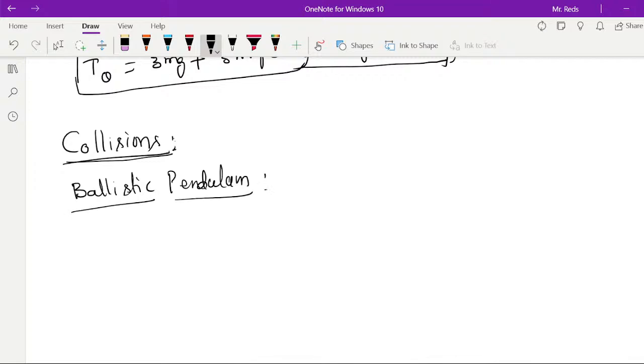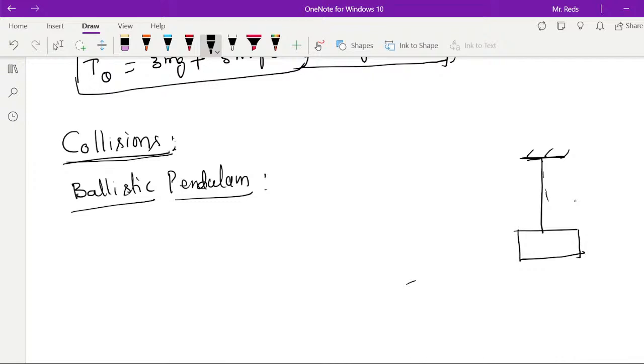A simple pendulum is a string of length L attached to a bob of mass M. If you pull this aside and leave it, it undergoes oscillations. So it is called a simple pendulum. Ballistic pendulum is also similar to this, but it will have a fixed rigid support and a string. To the other end of the string, a big wooden block will be attached.